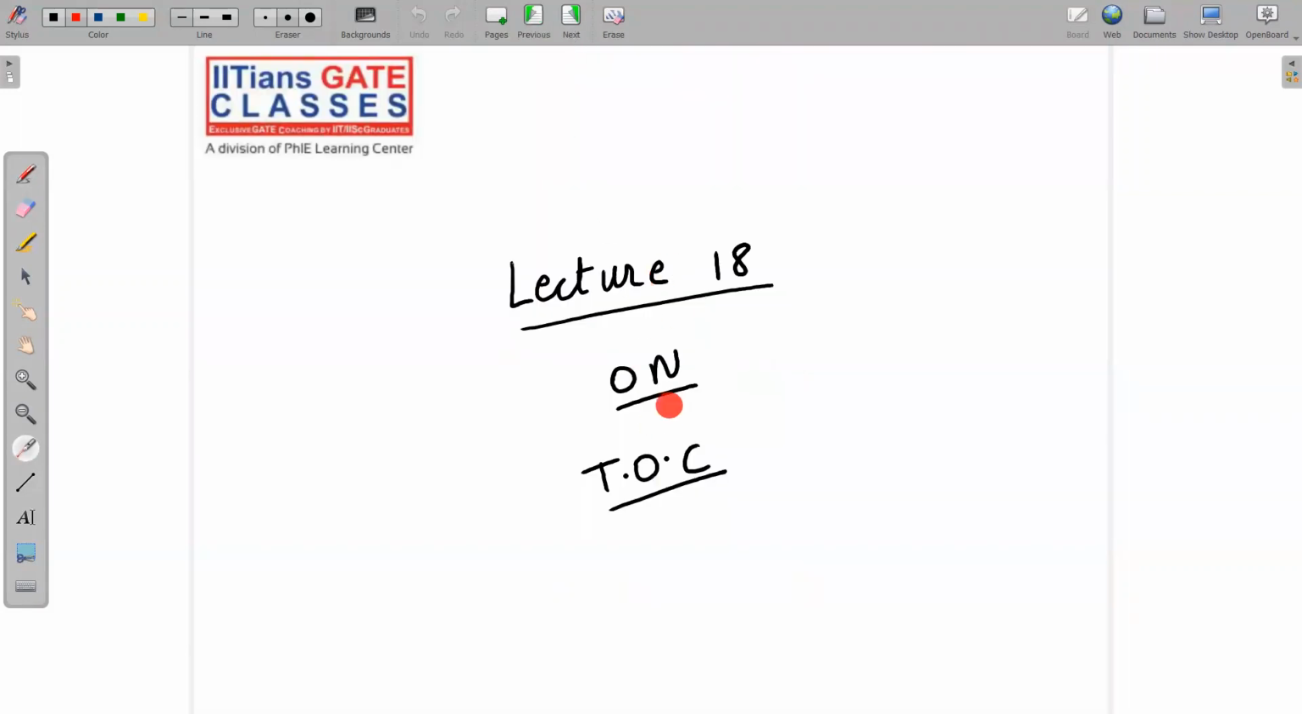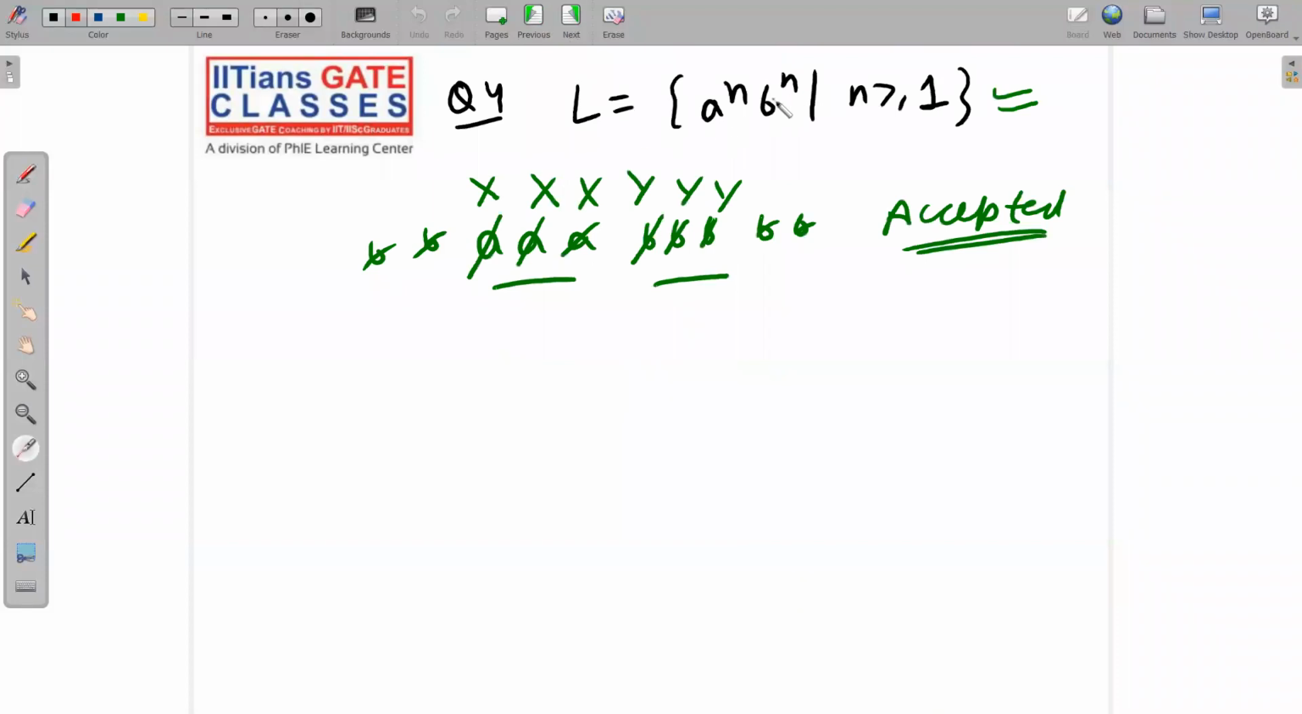This is lecture 18 on POC, and in this lecture we are going to start construction of Turing machine for A power n, B power n. I am starting this lecture from the point where I left the previous lecture. Please watch my previous lecture to get a proper idea about what exactly a Turing machine is. I am directly starting the construction of Turing machine for A power n, B power n.